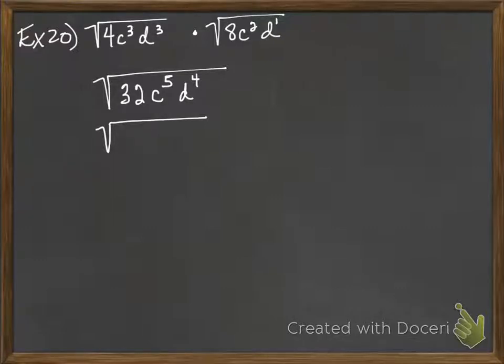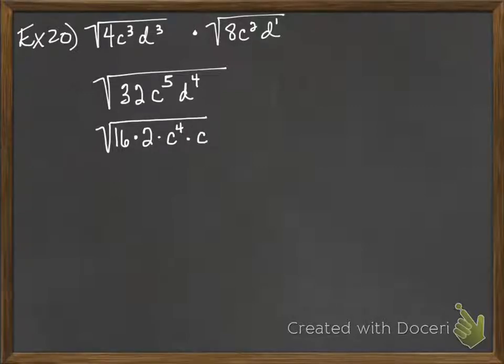Okay, 4 will go into 32, but so will 16. So you need to use the largest one. So that's 16 times 2. Is c to the fifth a perfect square? No, because 5 is not divisible by 2. So remember what we do here is we take 1 away from the 5, and that gives us a 4. So we have to do c to the fourth times c.